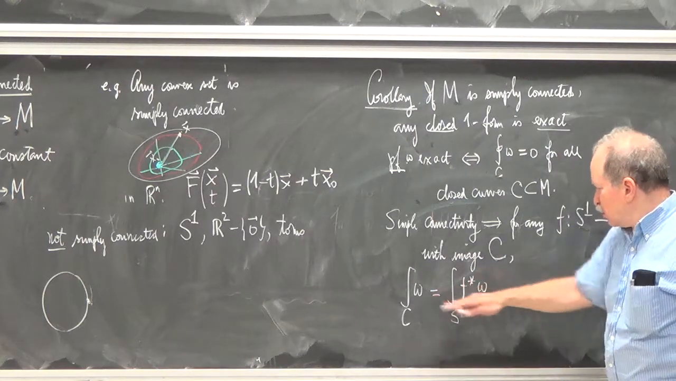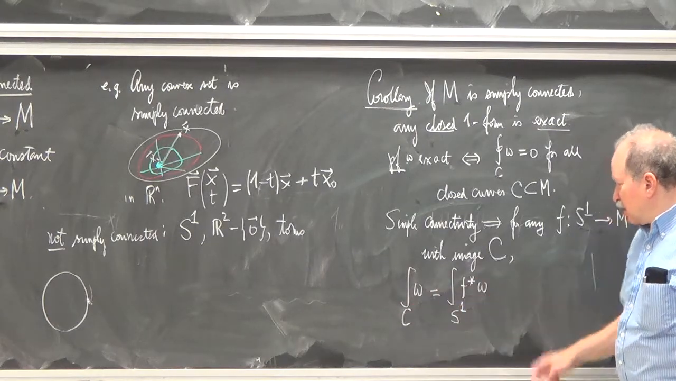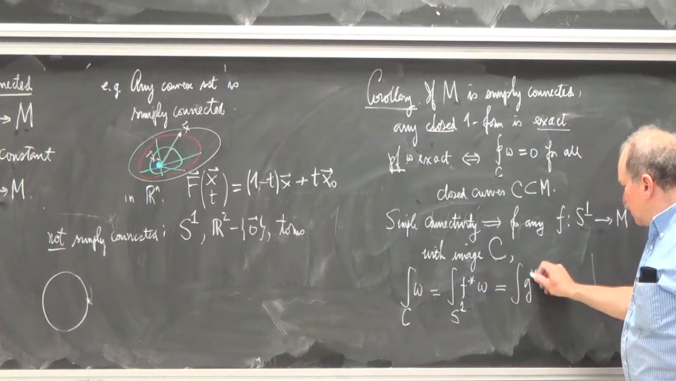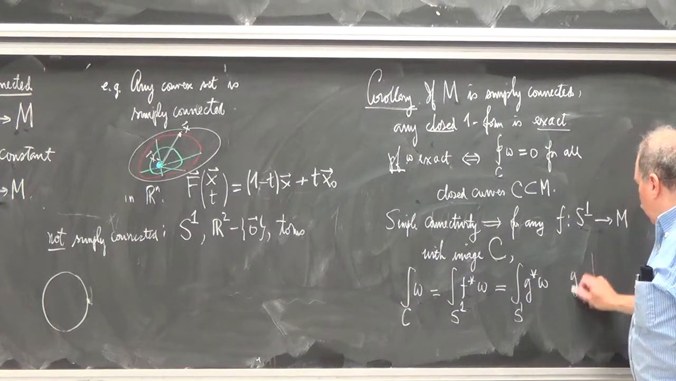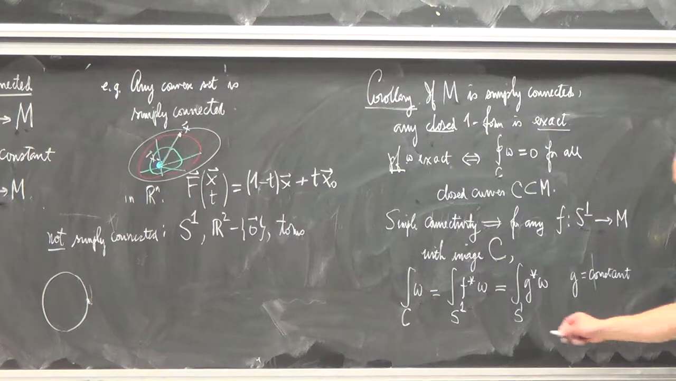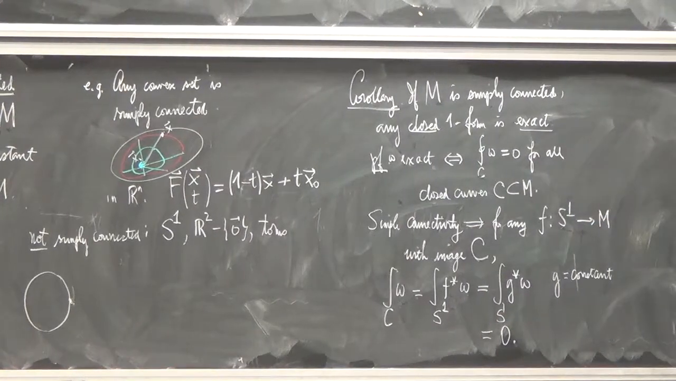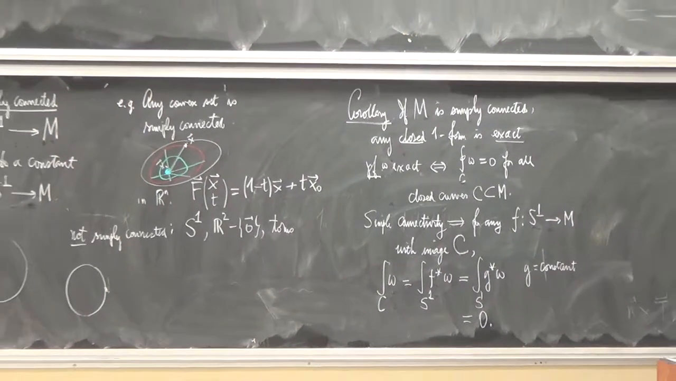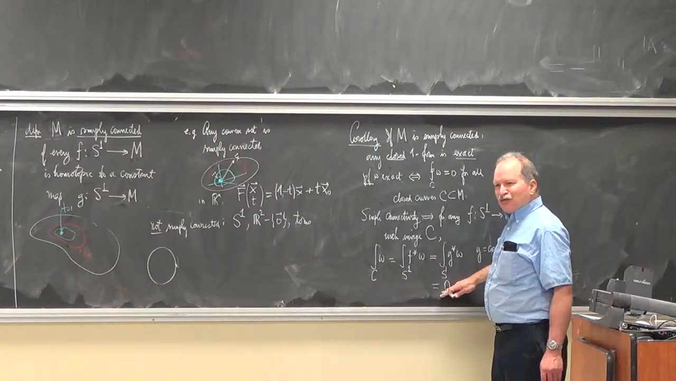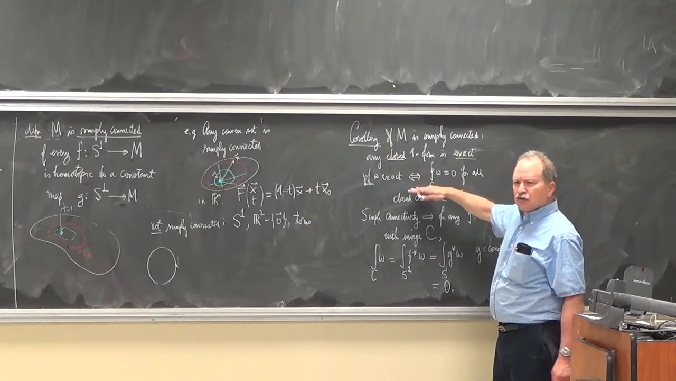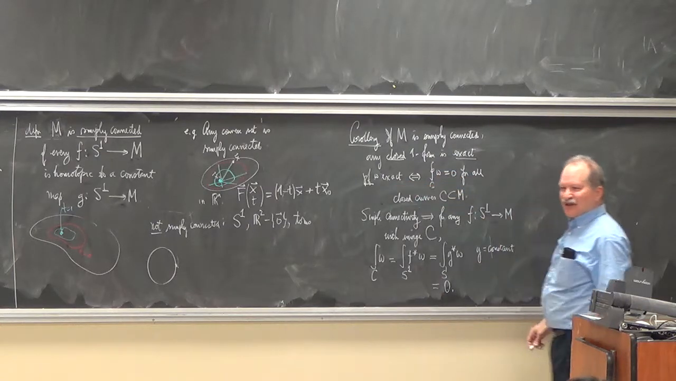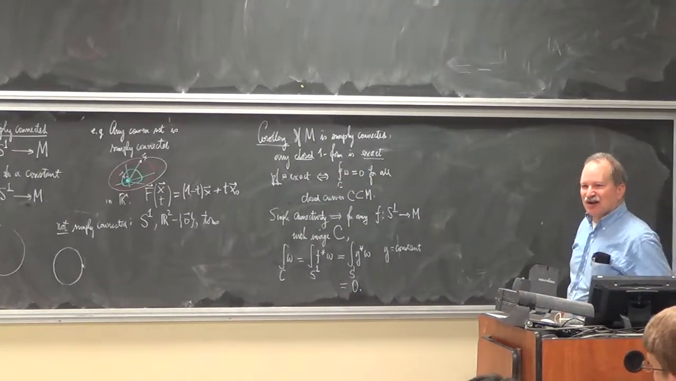Pulling back omega, you get the same thing you would get integrating omega over the curve, but by simple connectivity, this is equal to the integral of G pullback, which is a constant map, and that's 0. Take a constant map and pull back any differential form, you get 0. So for any closed curve C, the integral is 0. So by what we proved in section 8.3, omega is exact. So would you accept that as an application, Wyatt?